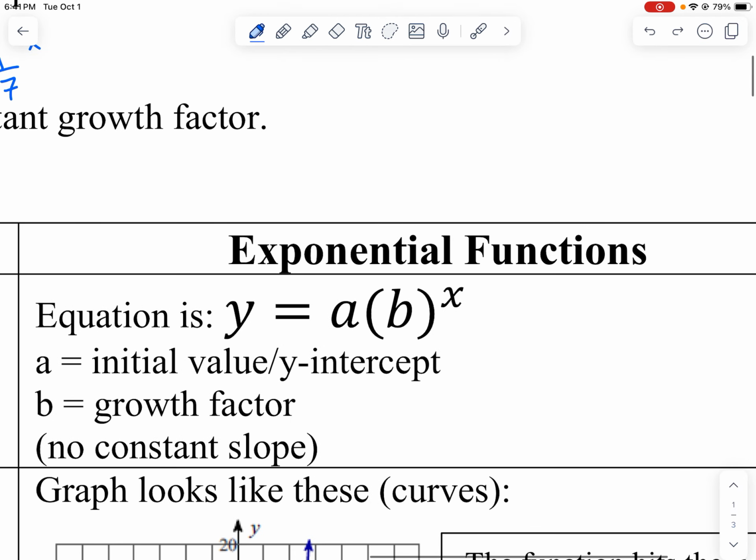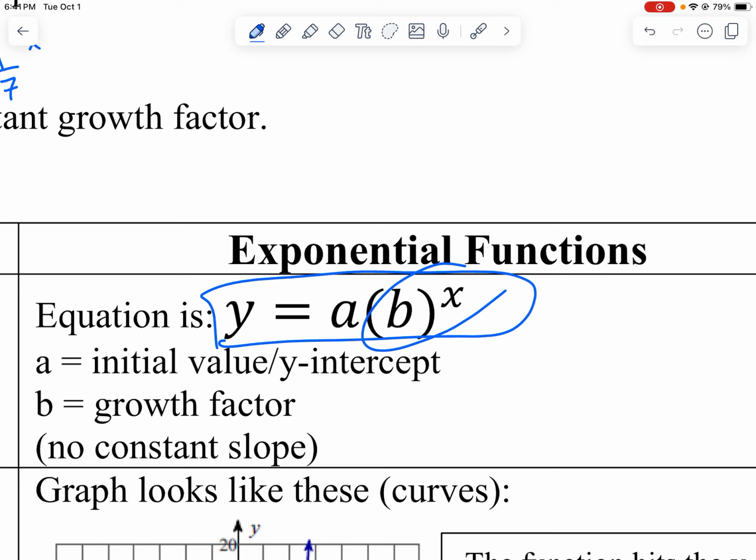If you have an exponential function, it's going to look like this. It has something times another number to the x power. Having a power is an exponent. That lets you know it's an exponential function. The number not with x is your initial value, just like on linear. But the number with x is your growth factor.